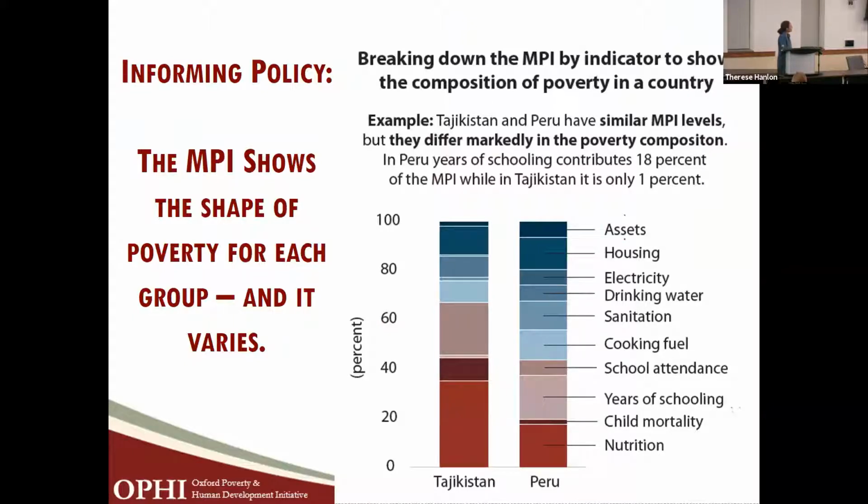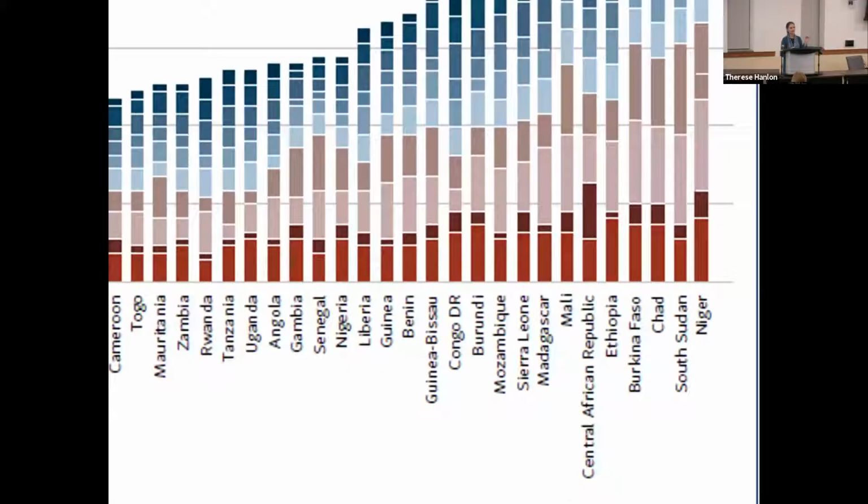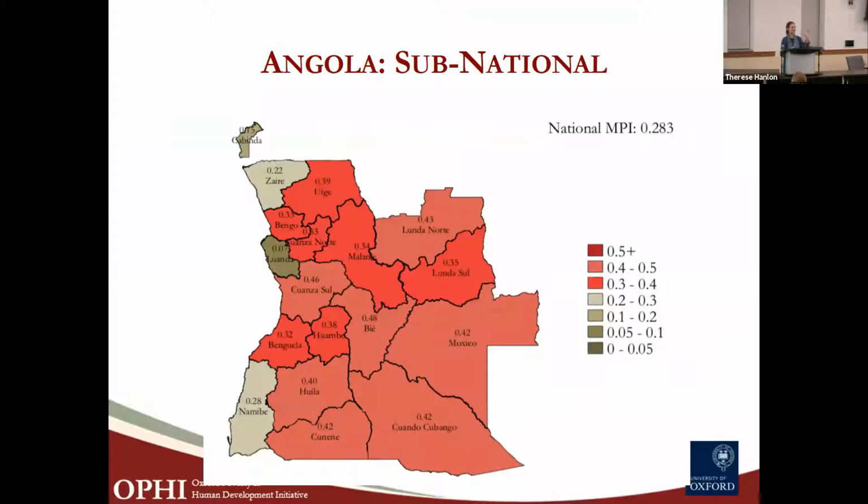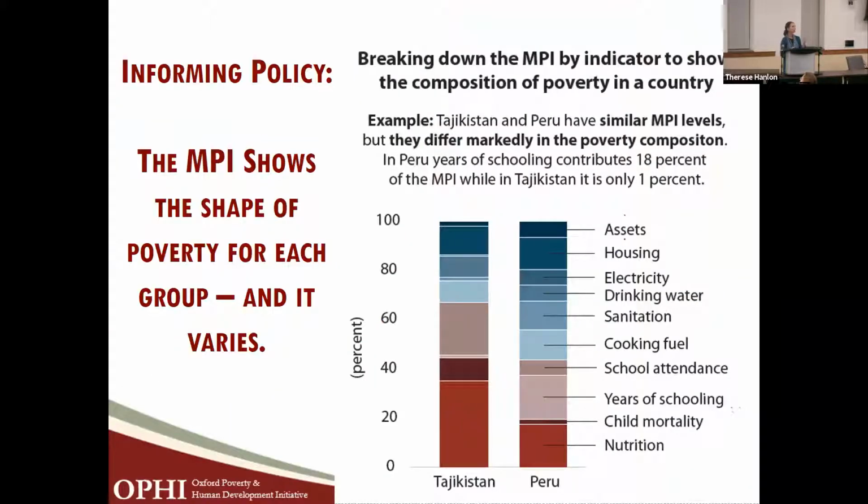So another step of informing policy, just to give you an example, is that you can have the same level of poverty. If you just look at a map, you can have exactly the same MPI value, but have that poverty constructed in very different ways. I could do this for two regions of a country, and I'll later show you Chhattisgarh and Bihar in India. Here, we'll do it for two countries, Tajikistan and Peru. Both of them have nearly the same MPI, nearly the same headcount ratio, about 12% by the global MPI, but the poverty is very, very different.